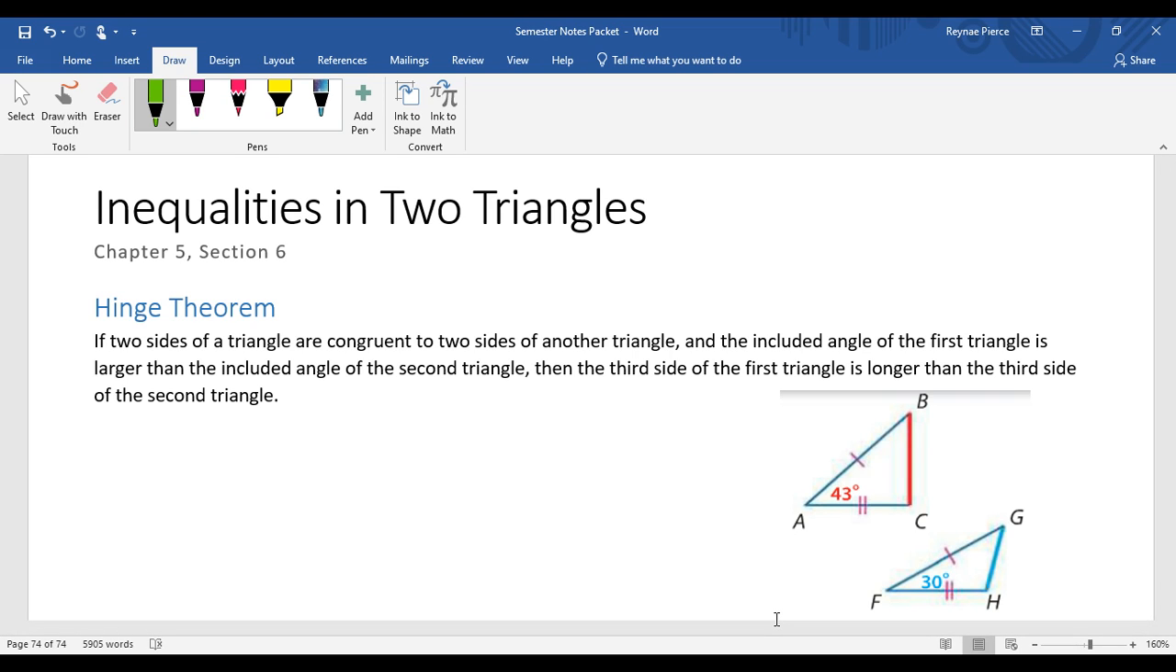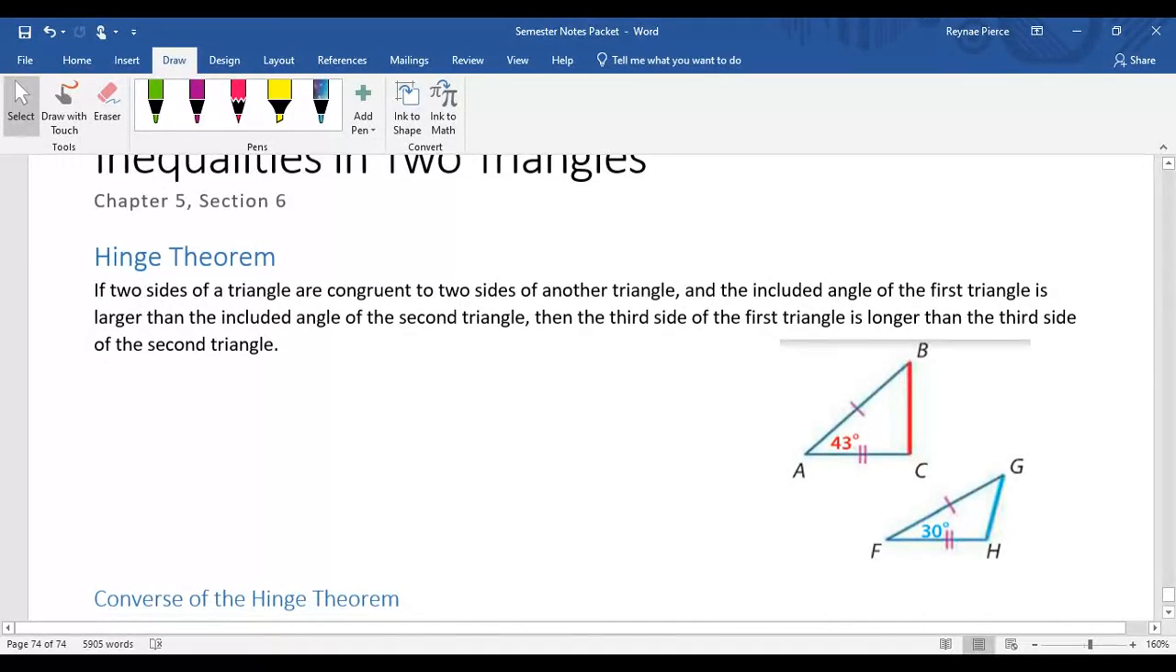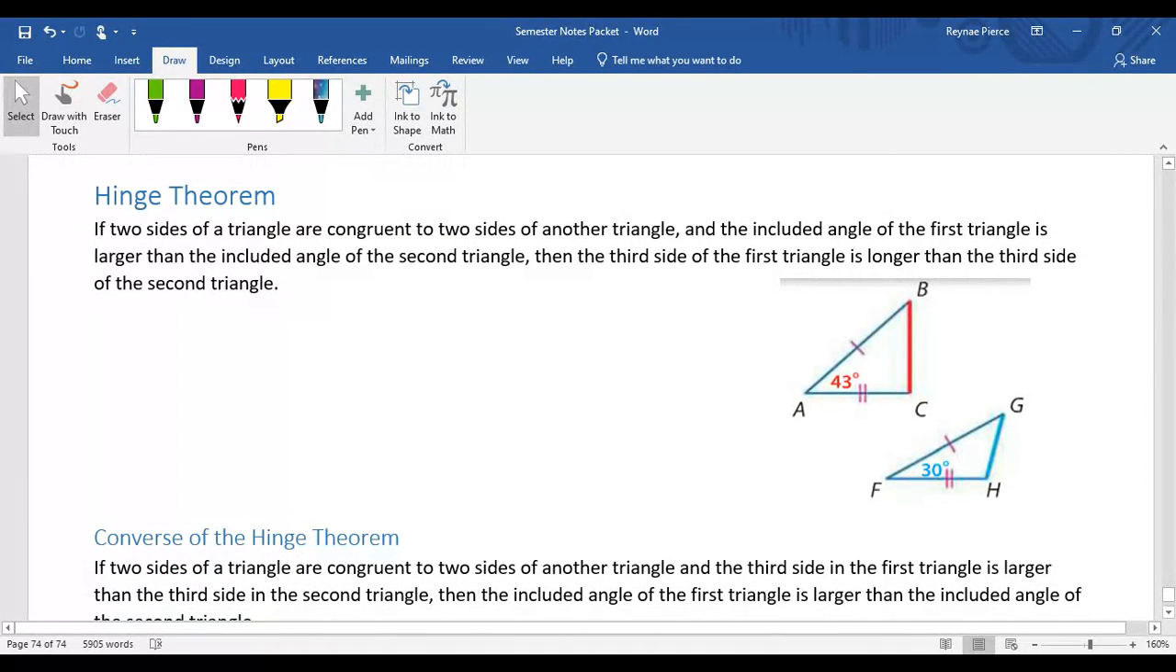All right, section 6 now. We're still looking at some triangle inequalities, but now we're going to be comparing sides of two triangles, sides and angles. So this hinge theorem, I want you to think of a door opening and closing a door, okay?